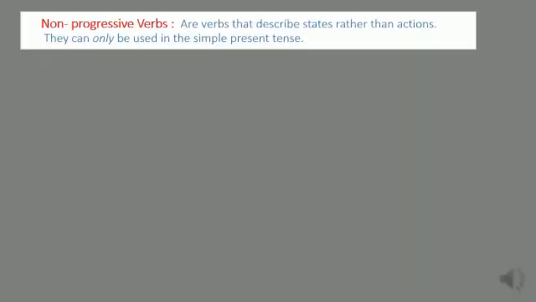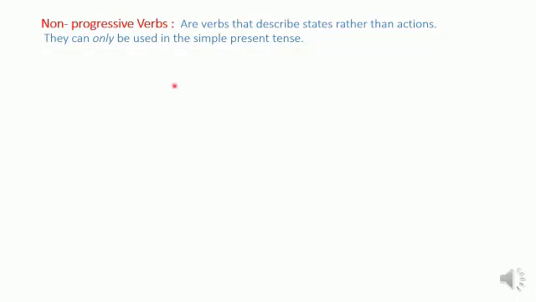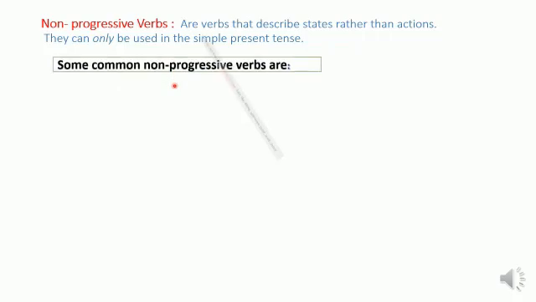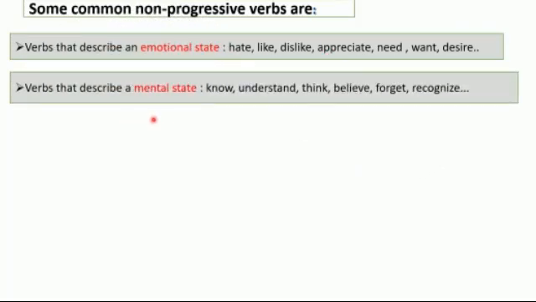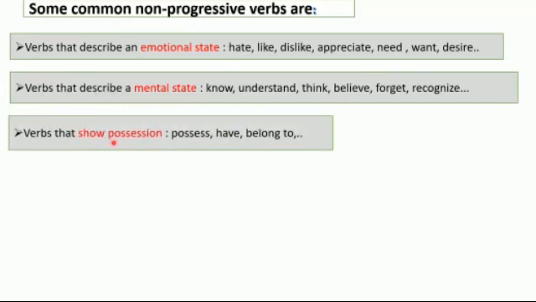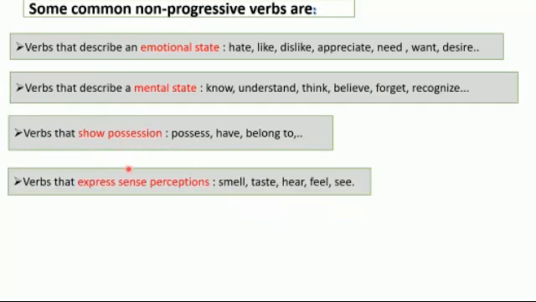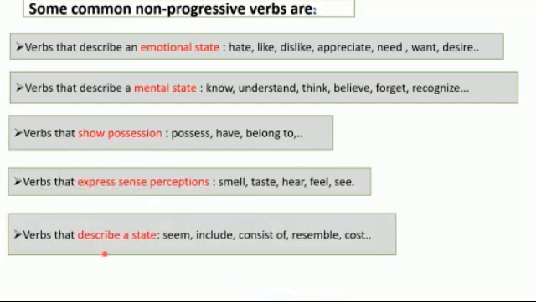Non-progressive verbs are verbs that describe a state rather than an action. We have a lot of non-progressive verbs. Some of these are verbs that describe an emotional state, for example, hate, like, dislike, okay? We have verbs that describe a mental state. We have verbs that show position. We have verbs that express sense, perception, okay? And we have verbs that describe a state.